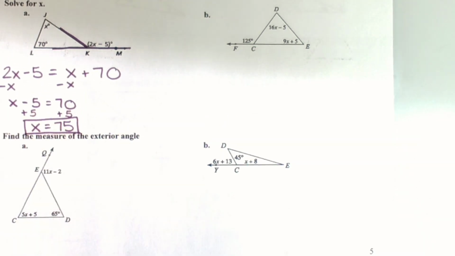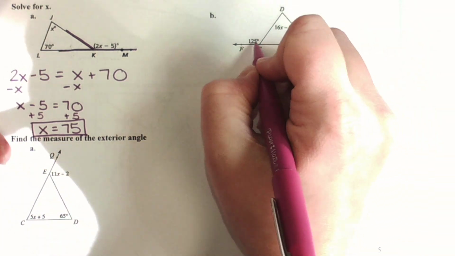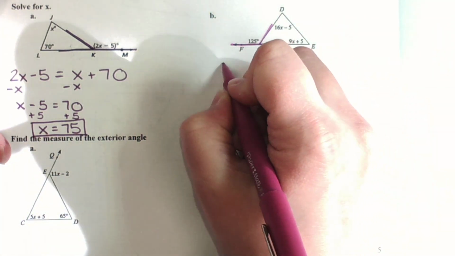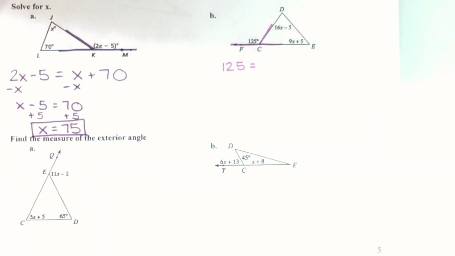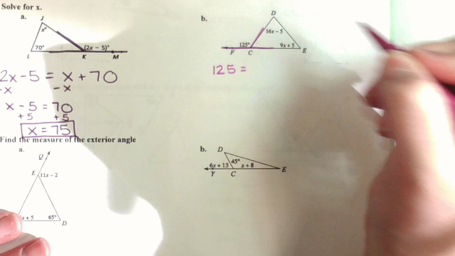Okay. Which one was the exterior? The 125, because it was made with the extension of the side and the side. 125 equals the two not right next to it, but inside. 16x minus 5 plus 9x plus 5. The key thing is you can't use this one.